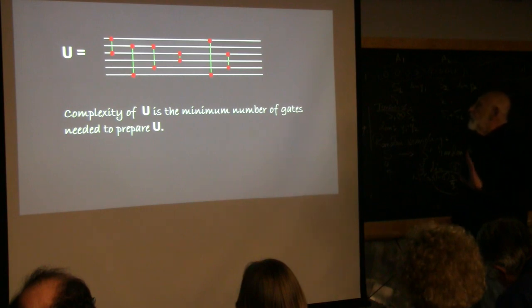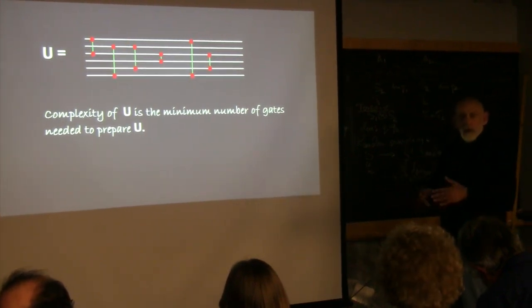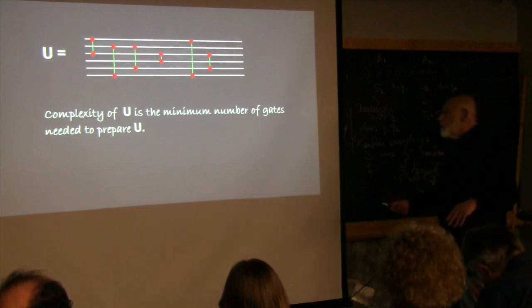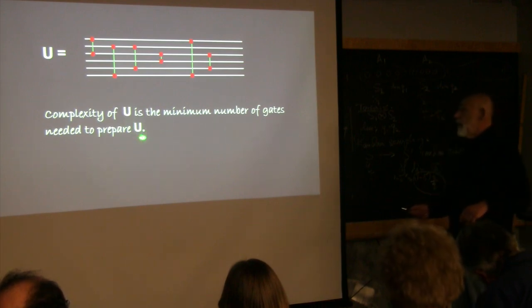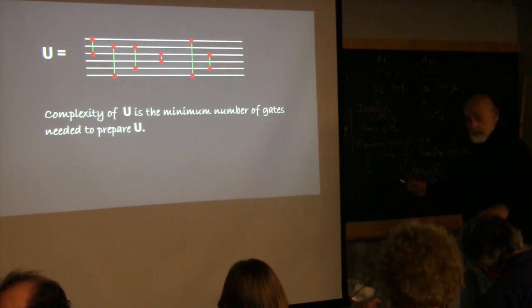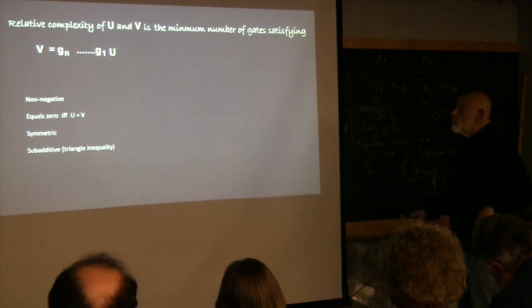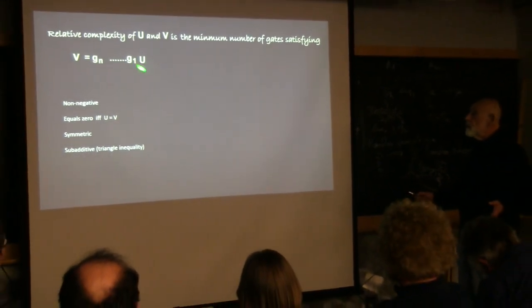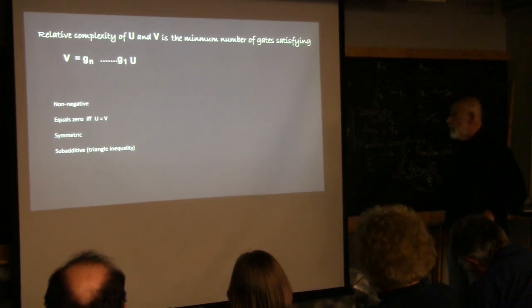Now, instead of working with states, it's easier to actually work with unitary operators. Instead of talking about the complexity of the state, I'm going to talk about the complexity of the set of operators that can connect them. But in particular, let's just focus on the unitary operator. The complexity of the unitary operator is the minimum number of gates that it needs to prepare U, starting with the identity. You can also talk about relative complexity. Relative complexity of V and U is just the minimum number of gates that it takes to go from U to V. So that's analogous to state complexity, but now it's unitary operator complexity.